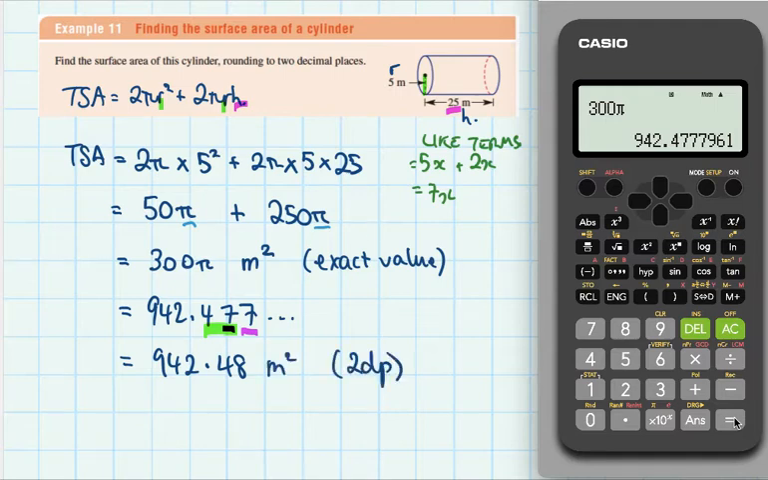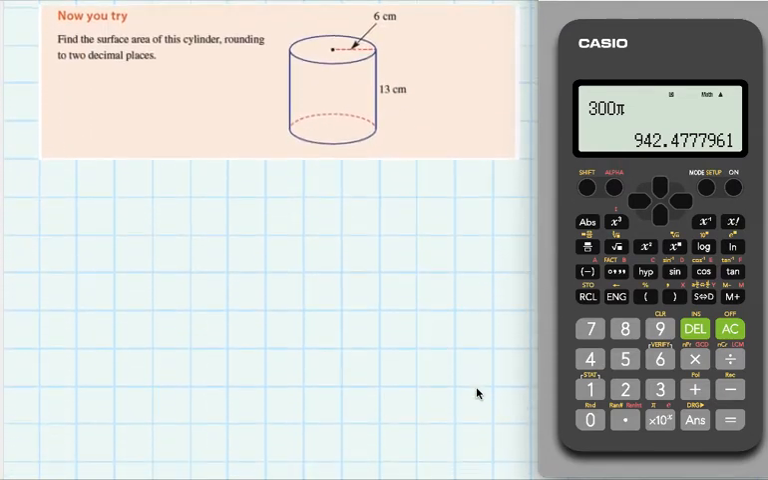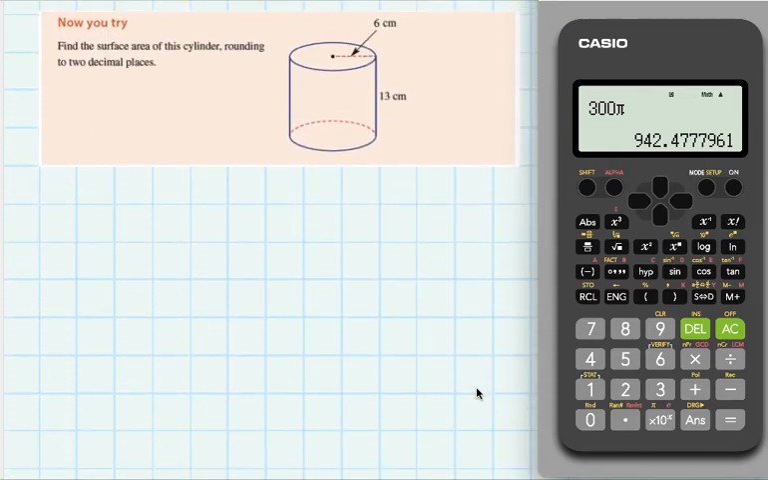So this is how to find the surface area of a cylinder. We have a your turn next, so I'll show you the question, then I want you to have a crack at it. So pause the video now. Have a shot at the question, complete it. So pause the video and then in a bit we'll go through the answers.